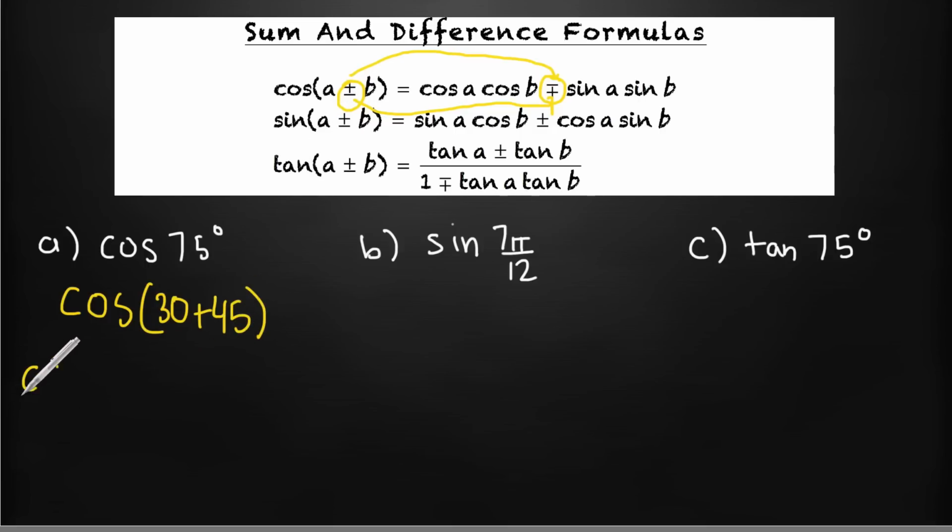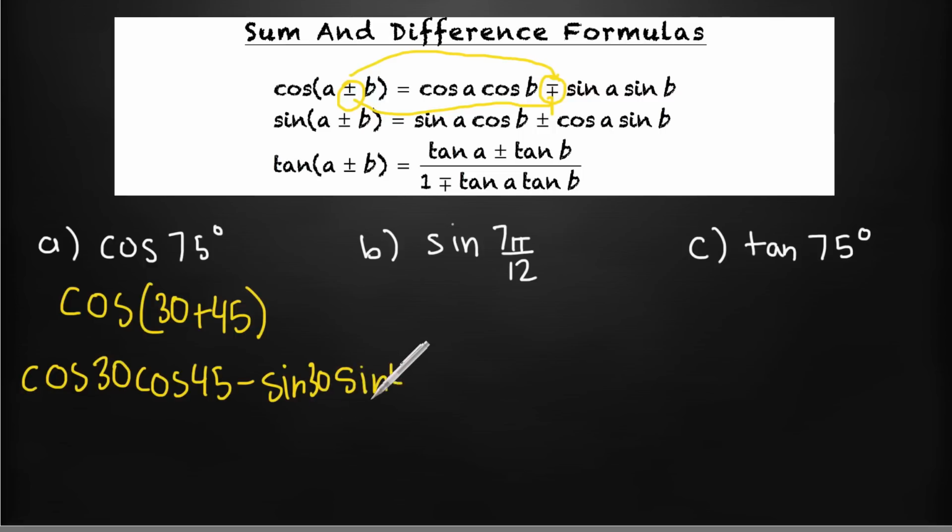So our formula says it's going to be the cosine of A, which is the first angle, times the cosine of B, which is the second angle. And the top sign is plus, so we need to use a minus, minus the sine of A times the sine of B. All right, so we can use our unit circle, or better yet, our 30, 60, 90 triangles, and we can find these values. For the sake of time in this video, we're just going to give them to you.